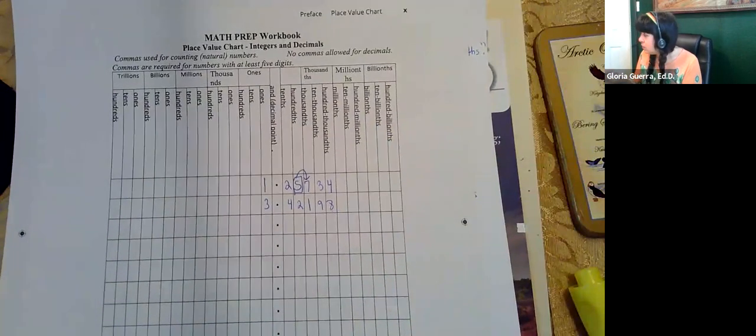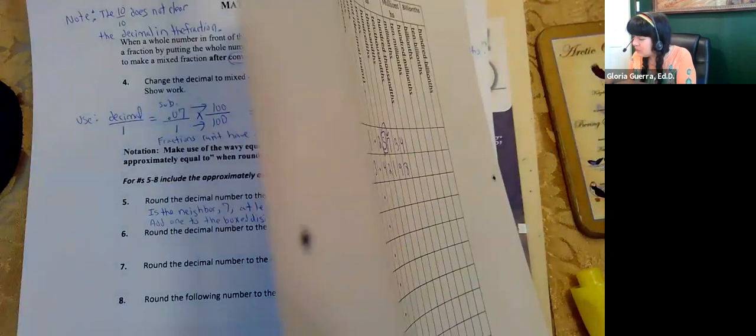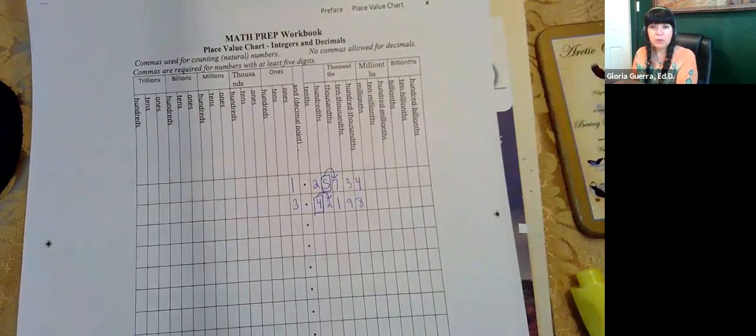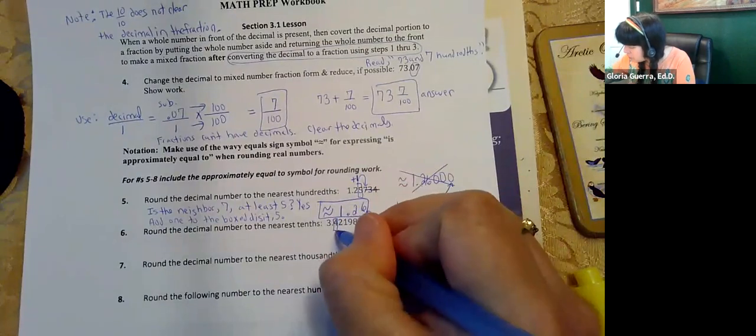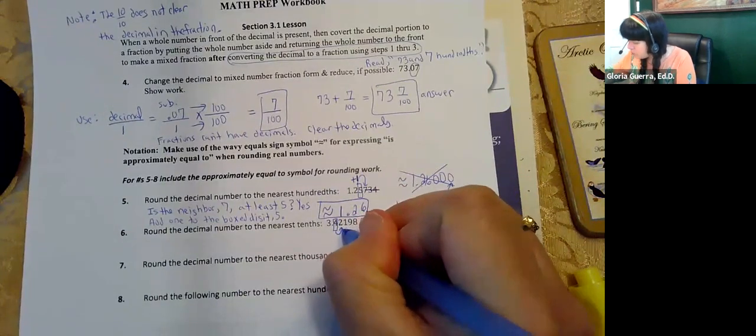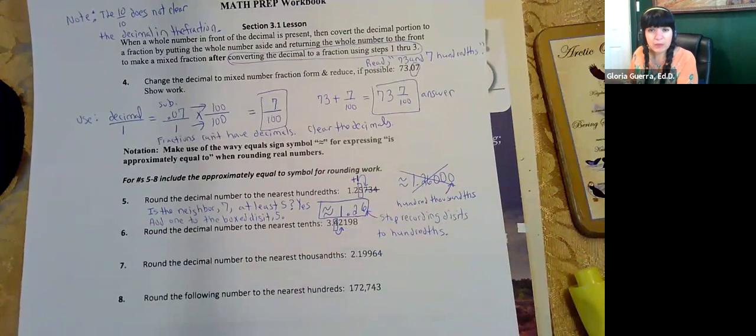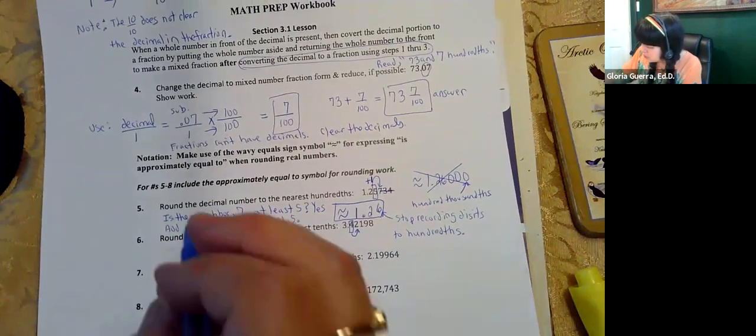And you're rounding this to the nearest tenths, which is right here. And you can look at the number to the right. Is that 5 or more? So on my paper, I'm going to box the 4, since I'm bringing it to the nearest tenths. And then I'm going to draw an arrow this way to the 2. That's my neighbor.